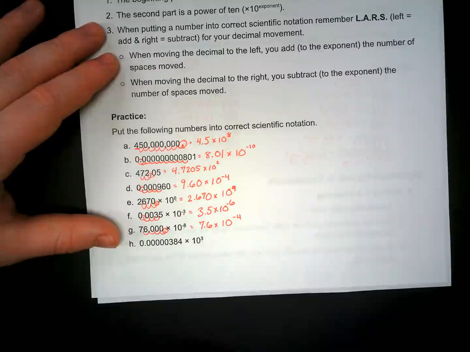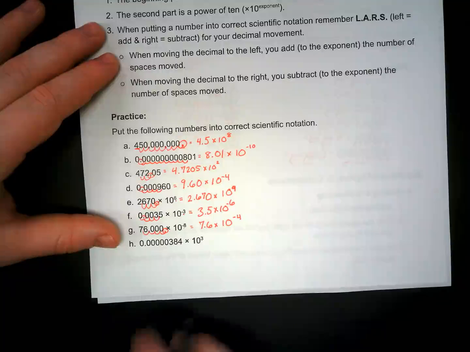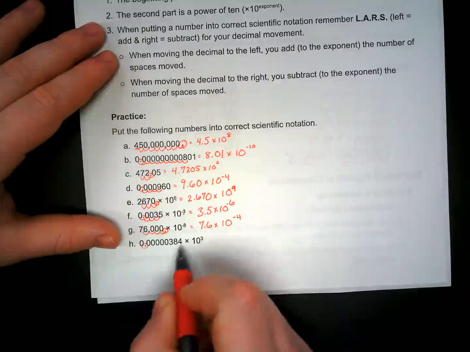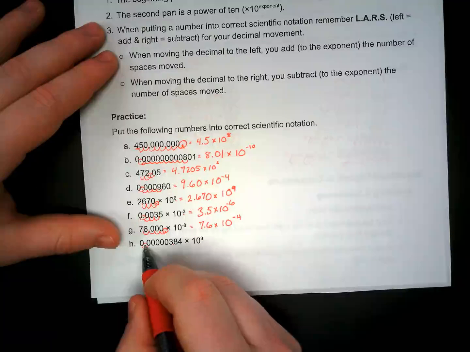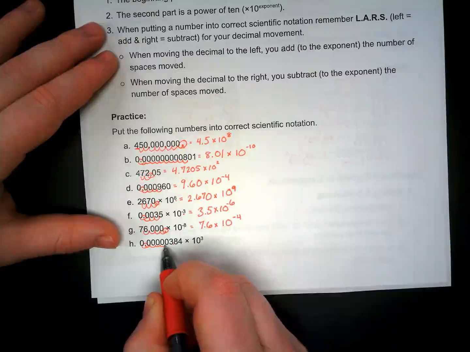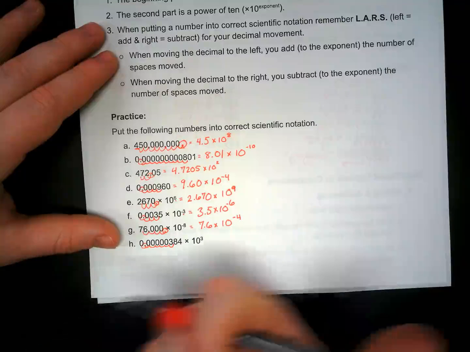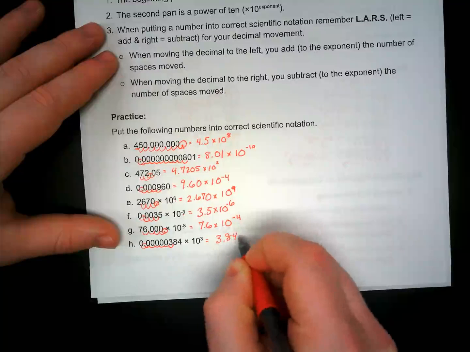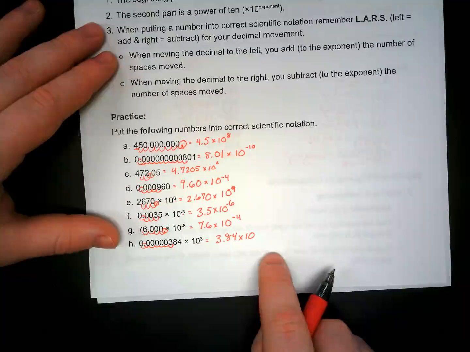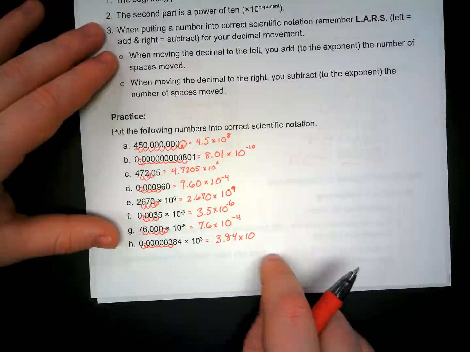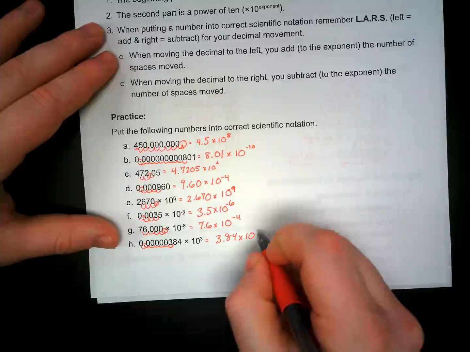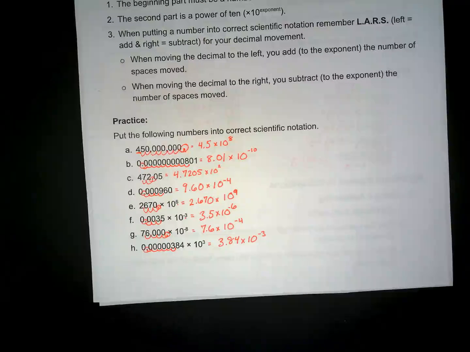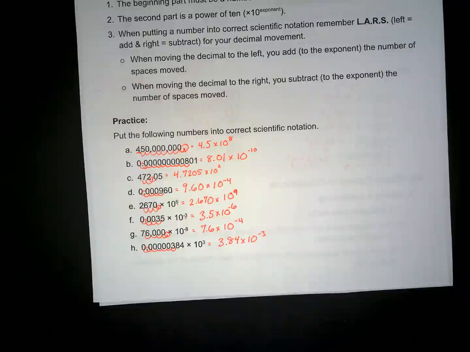It's negative 4. Okay. And then finally, here at h, find that decimal, and we've got to move it between the 3 and the 8. So we're going to go 1, 2, 3, 4, 5, 6, and that's 6 to the right. So we're going to end up with 3.84 times 10, and this was, again, 6 to the right, so 3 minus 6. So 3 minus 6 is going to give us negative 3. So that's how we put numbers into scientific notation.